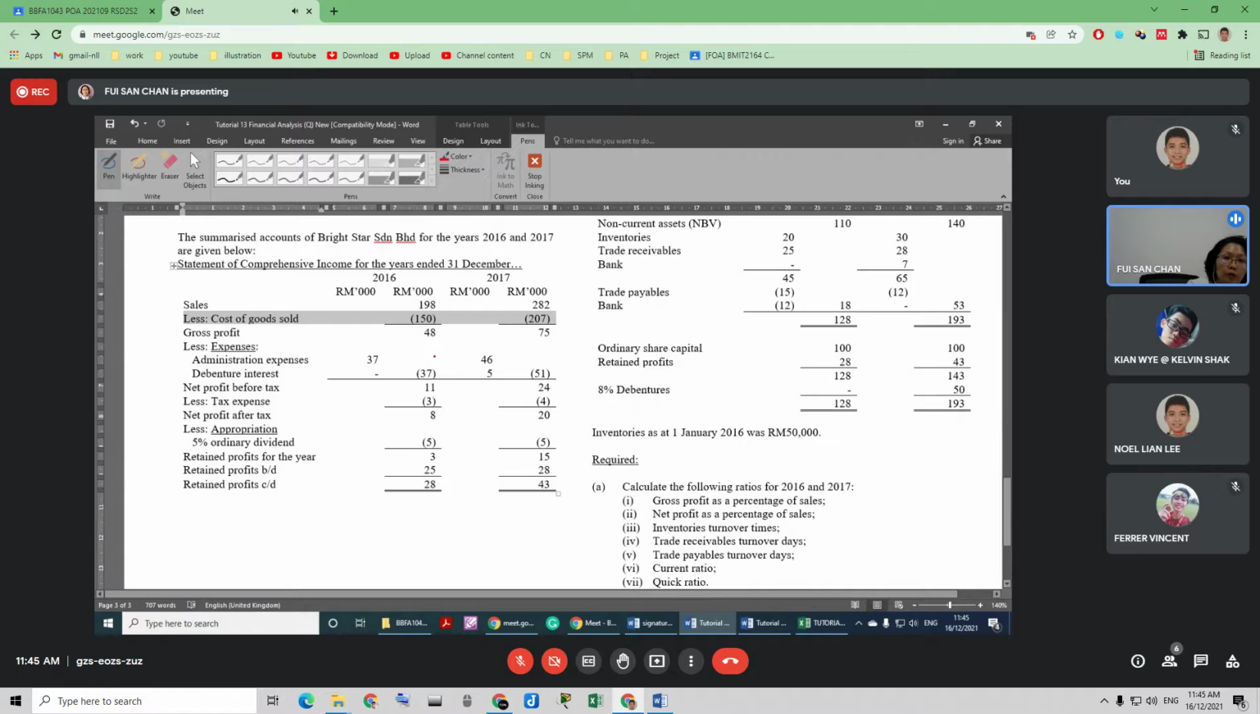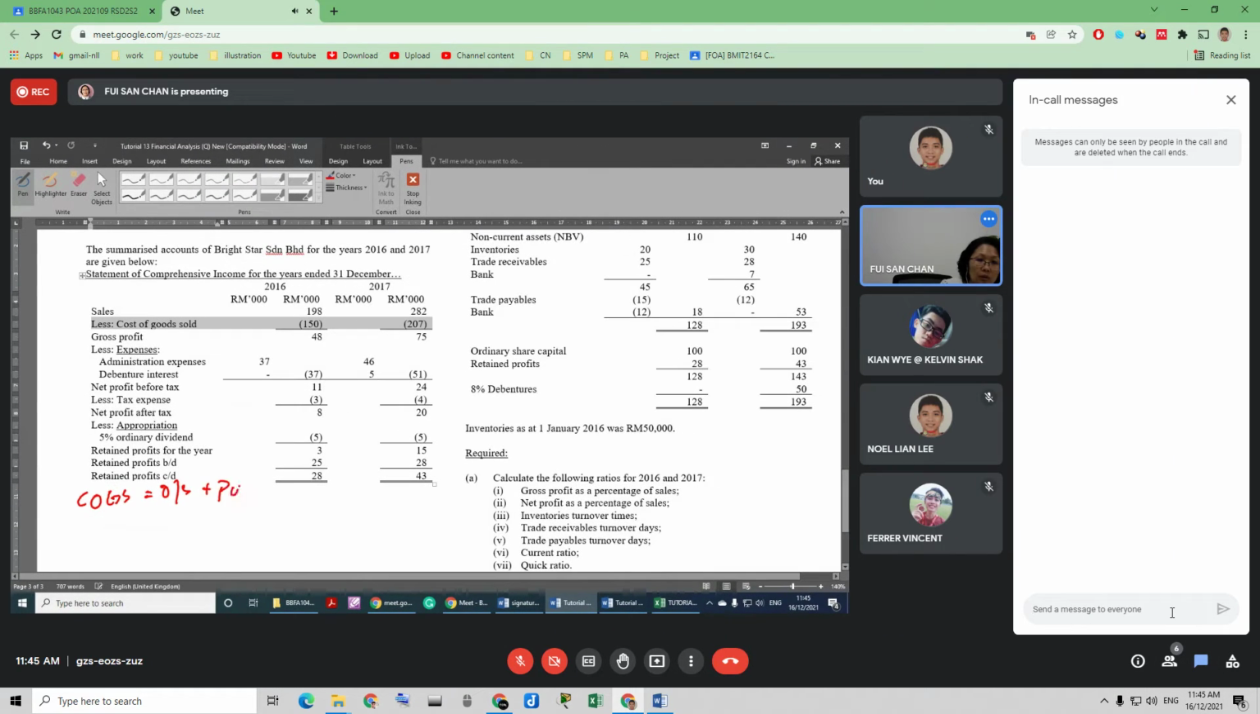All right, so for this question, if I want to find purchases, now our formula is like this, right? Opening stock plus purchases minus closing stock, correct? So if you use this, you put your numbers in. For 2016, 150 equals opening stock, which is 50, plus purchases, which we are going to find, minus closing stock, which is here, 20. So how much is your purchase?